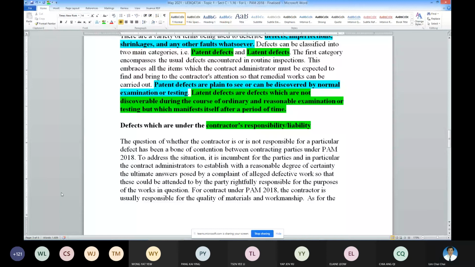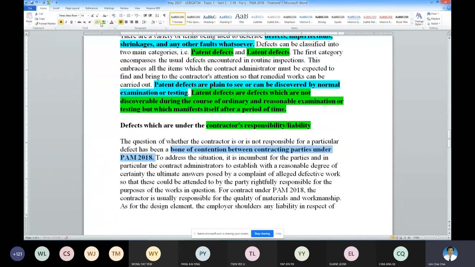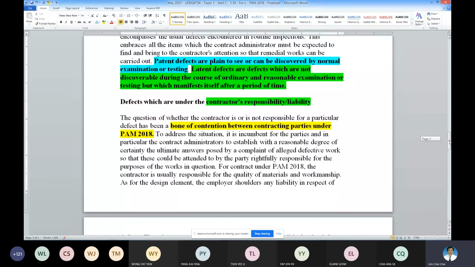It will always be a problem between the parties on whether it is the contractor's problem or not. So you need to understand which categories the contractor is responsible for, and which categories of defects the contractor is not responsible for, because there are a lot of situations happening in the industry. The contractor is forced to repair and so-called maintain things during the defects liability period.